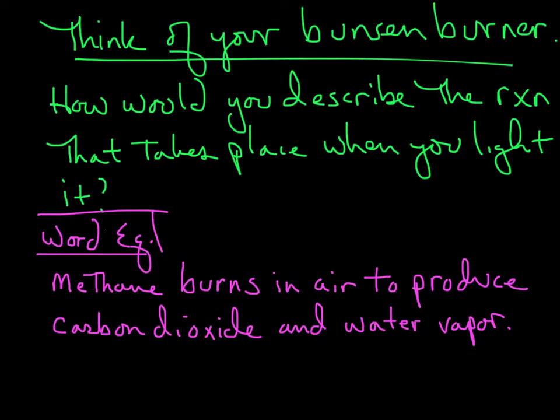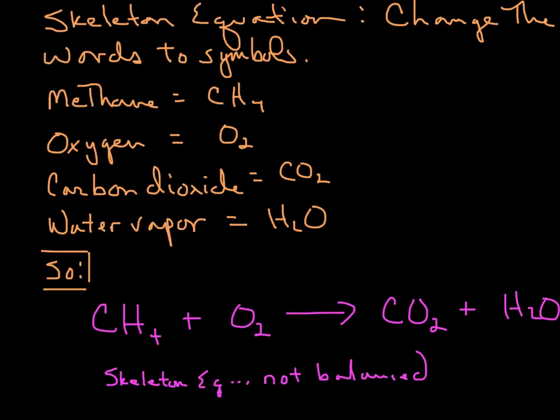All right, let's think of your Bunsen burner. How would you describe the reaction that takes place when you light it? Okay, so let's start with the word equation. Methane burns in air to produce carbon dioxide and water vapor. That's what's going on when you light your Bunsen burner. So the first thing that we'll do is start with what we call a skeleton equation. And what we're going to do here is change the words to symbols. So methane becomes CH4. Oxygen gas becomes O2.